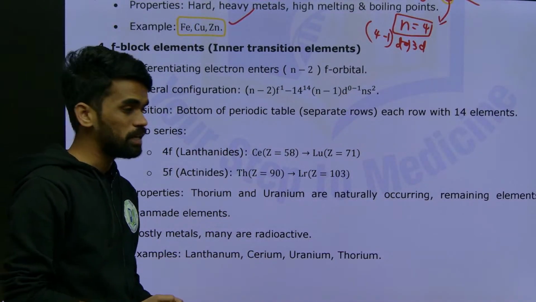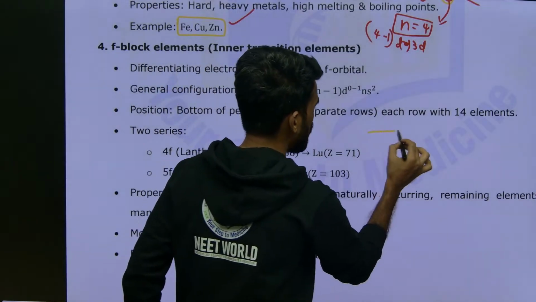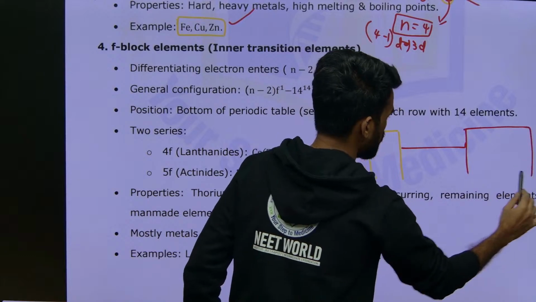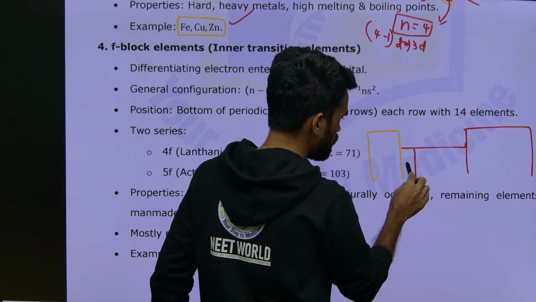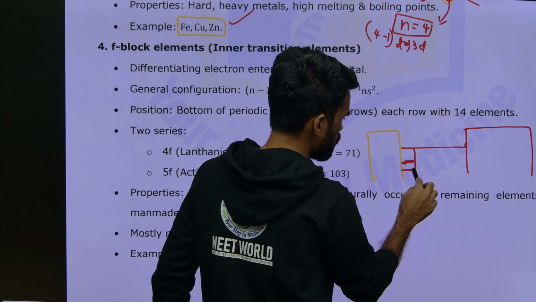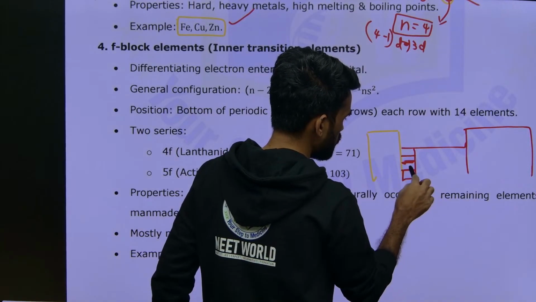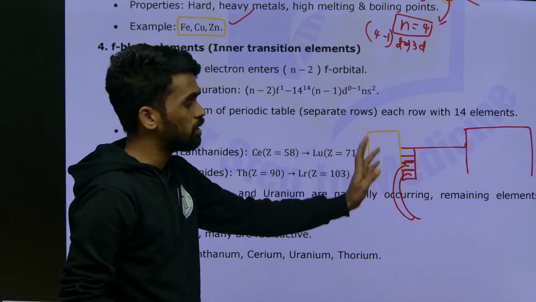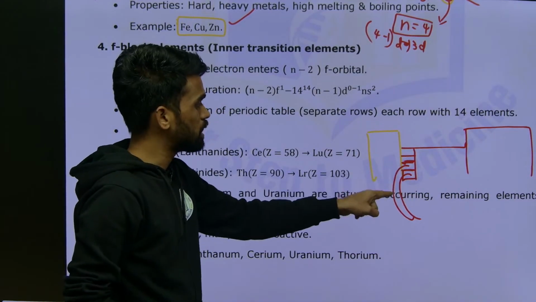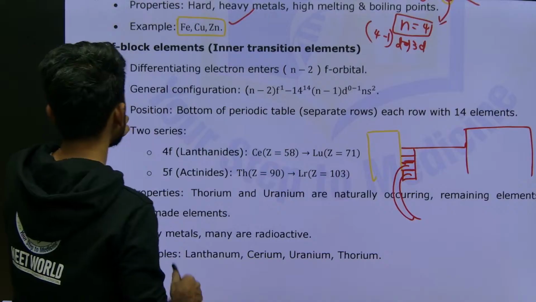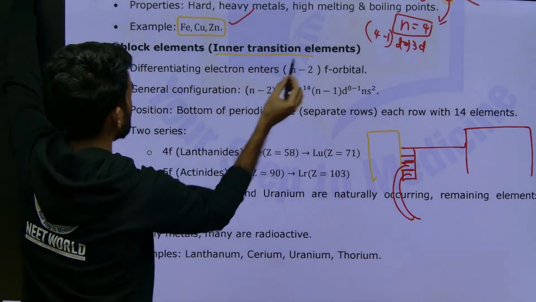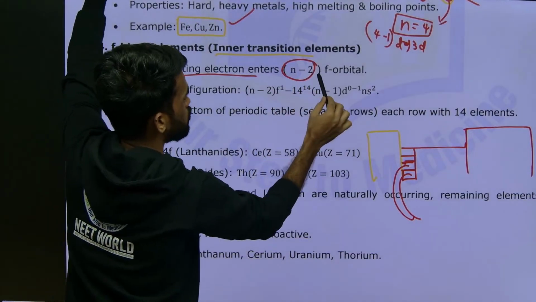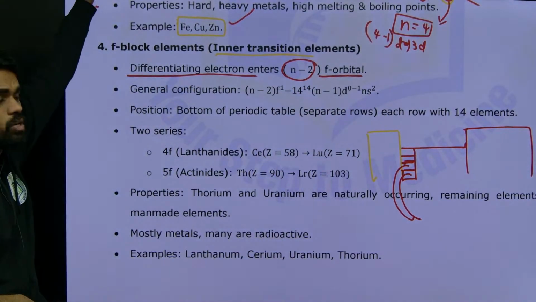What do we mean by inner transition elements? Here we have the s block, the next d block, and the next p block. Here we are seeing lanthanides and actinides. These are in the transition elements, so we can say inner transition elements. In inner transition elements, the differentiating electrons enter into the (n-2)f orbital.